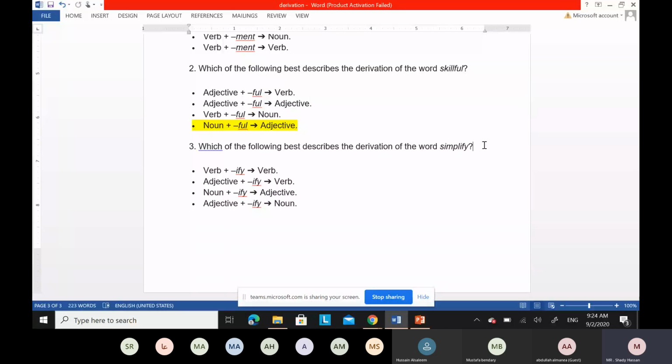What do you think? It was simple, and I added ify. Simple, and I canceled the e at the end of the word simple and added ify. So simple is what and simplify is what? Simple, adjective. Yes, simple was an adjective, but when you added ify, it turned it into what? Verb, verb. That's right. Great.